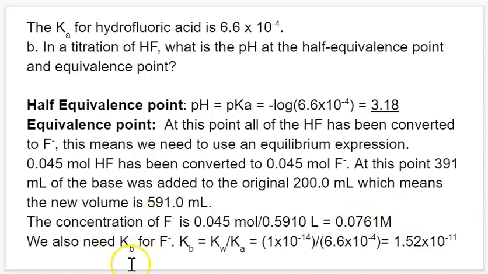Since we need to figure out what the conjugate base is doing at this point, we're going to need the Kb of the conjugate base. If you remember from the last lecture, the way we do this is based off the expression that Ka times Kb is equal to Kw. So if we divide Kw by Ka, we can solve for Kb for F minus, the conjugate base of the original acid. Kw at room temperature is always 1 times 10 to the negative 14. We divide that by 6.6 times 10 to the negative 4, and that gives us a Kb for our conjugate base of 1.52 times 10 to the negative 11.